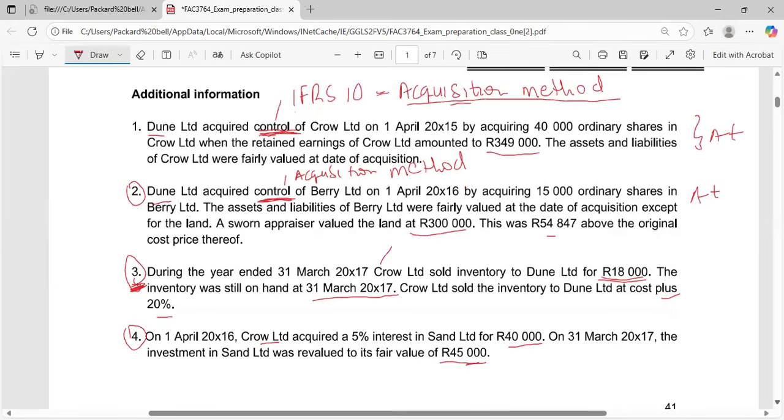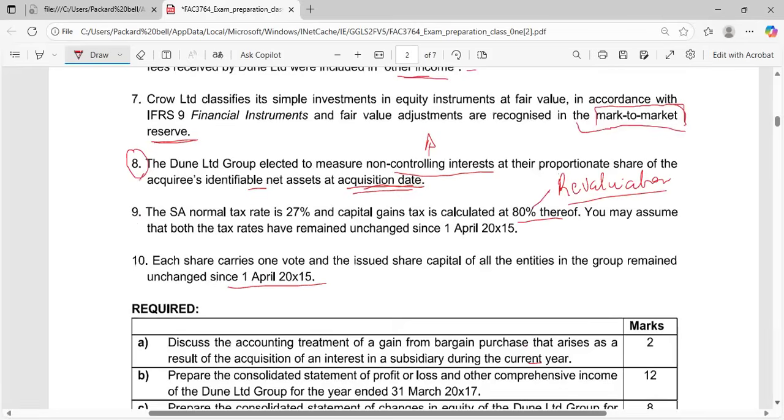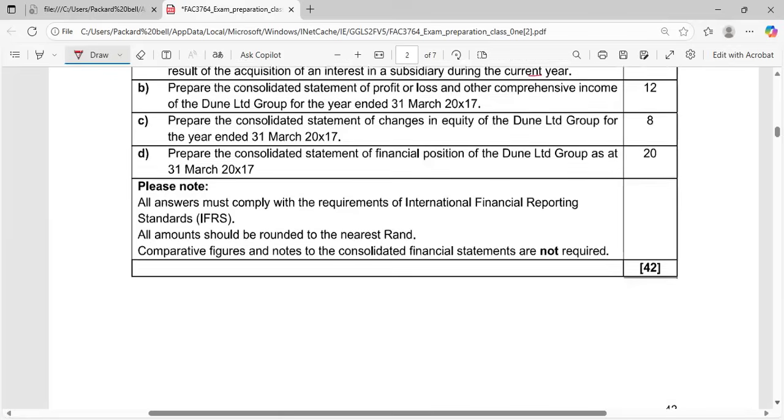The intra-group transaction that we are going to use first is number 3. During the year ended 31 March, Pro Limited sold inventory to June Limited for 18,000, and the inventory was still on hand at 31 March. Pro Limited sold the inventory to June Limited at cost plus 20%. So that's the first intra-group transaction that is going to affect our sales.